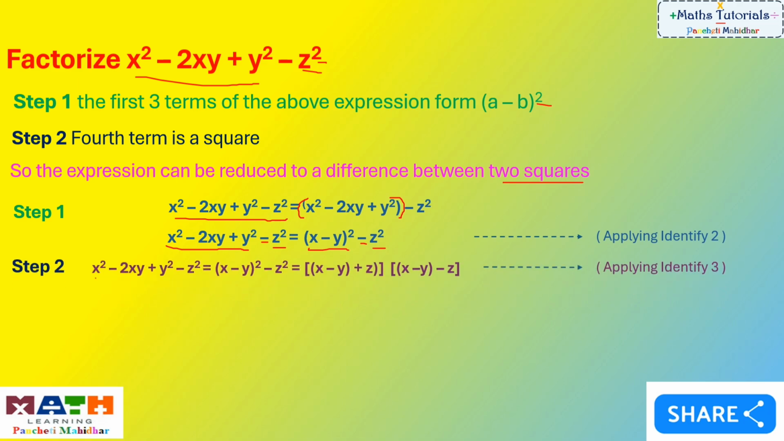Step 2, x square minus 2xy plus y square minus z square is equal to x minus y whole square minus z square. This is in the form of a square minus b square. So x minus y plus z into x minus y minus z. So we are opening the brackets: x minus y plus z and x minus y minus z.